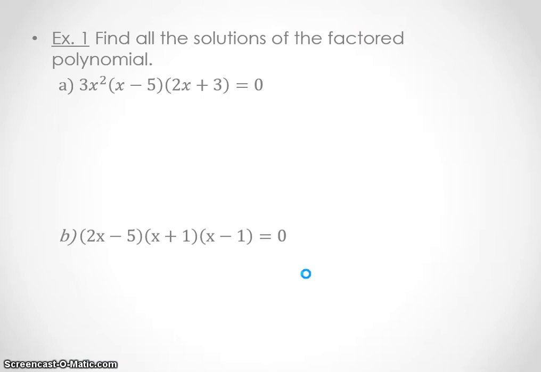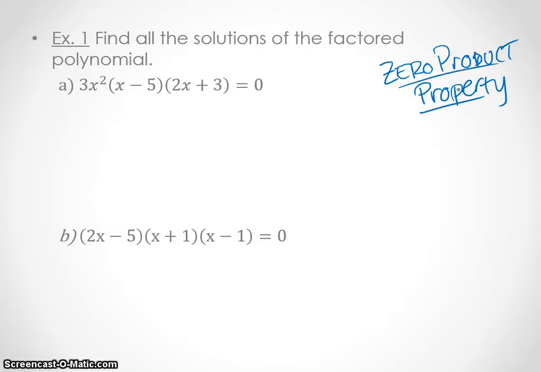Okay, so example 1 says find all the solutions of the factored polynomial. What we're going to use here is called the zero product property. It's kind of simple when you think about it. You used it in Algebra 1. Let's take, for example, 15 times something equaling 0. What's the only number you could put in here to make 15 times something equal 0? If I put a 1 in here, 15 times 1 is 15. That's not going to work. If I put a 2, it's going to be 30. The only thing that'll get this to 0 is 0 itself.